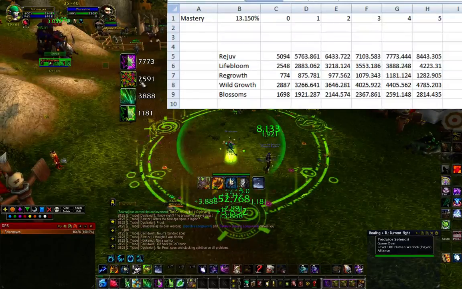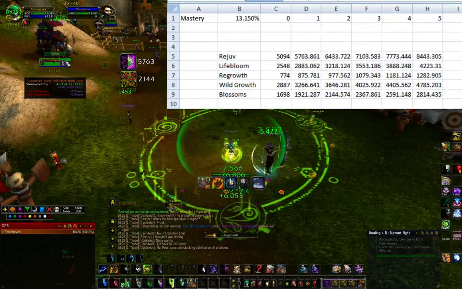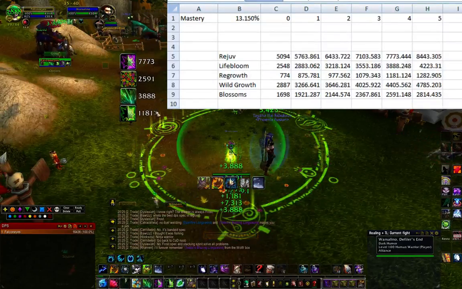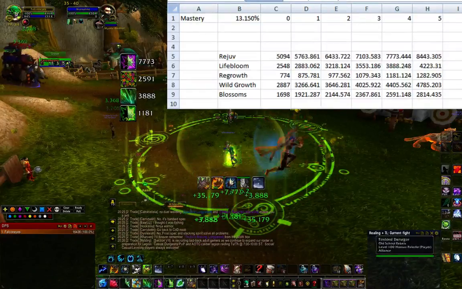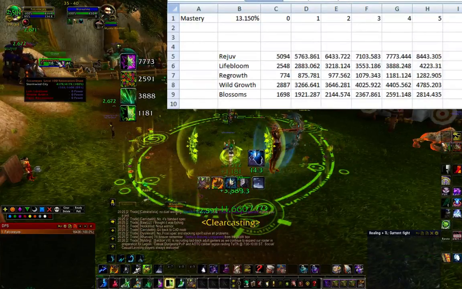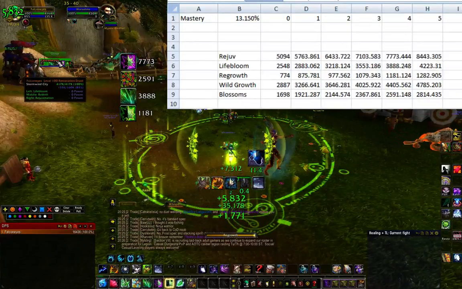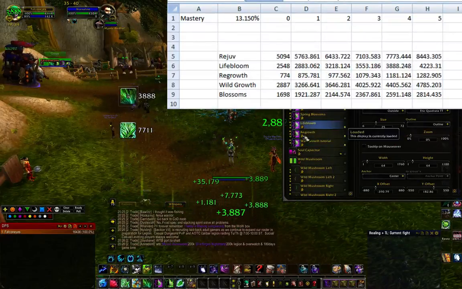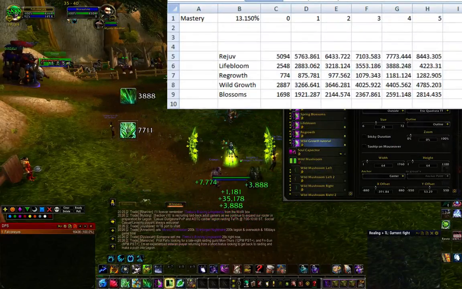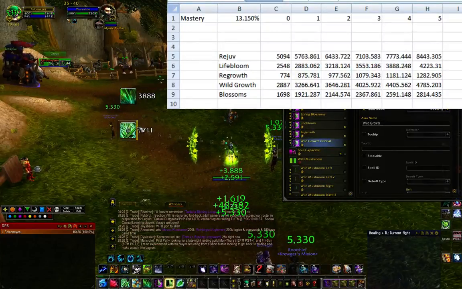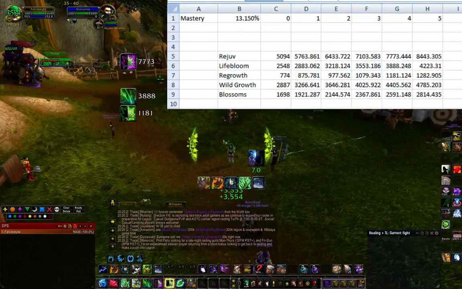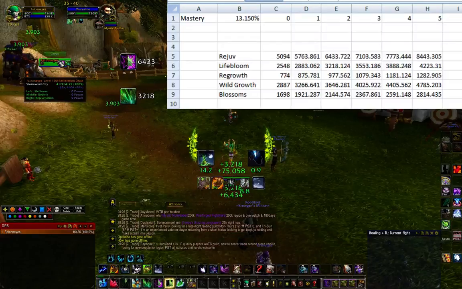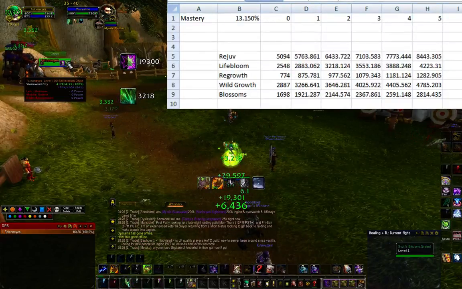Oh, where'd it go? I guess I don't have Wild Growth on here. I thought I did. Yeah, Wild Growth is healing. Oh, there it is. Yeah, Wild Growth is right there. Oh, it's in the same spot as Lifebloom. Sorry. I just hadn't modified my trigger, or maybe I had. I don't know. Anyway, it's just not showing it. But you see my point here.